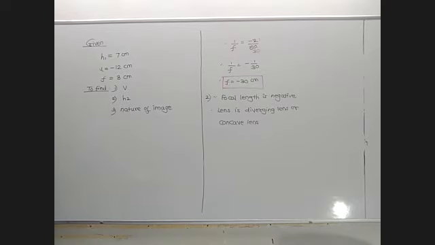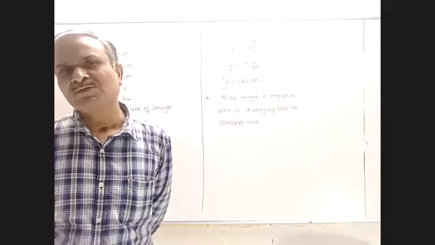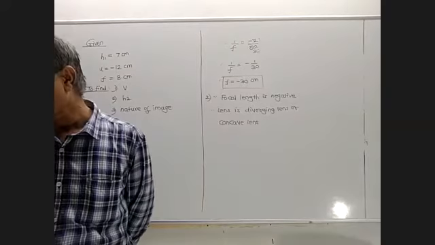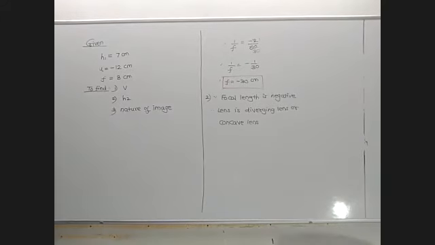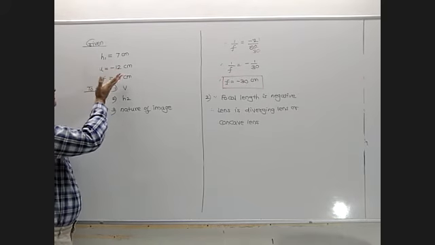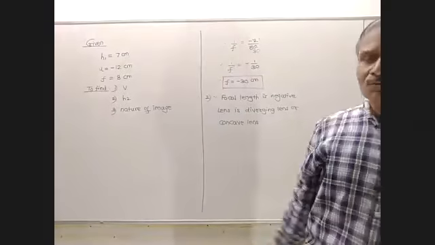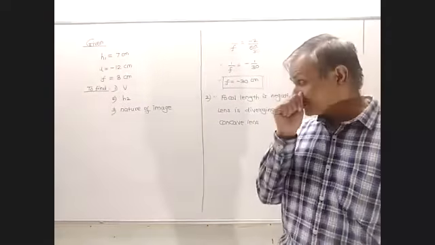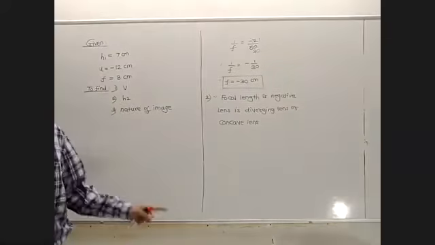Sir, what is the value of v? Minus 24. Minus or plus? I think it should be plus. Object distance, the object is beyond the focal length. Once the object is kept beyond the focal length, the image is formed on the opposite side. To the opposite side means you should get v positive, I think. You are getting negative?